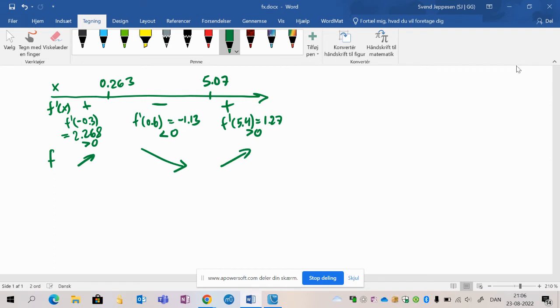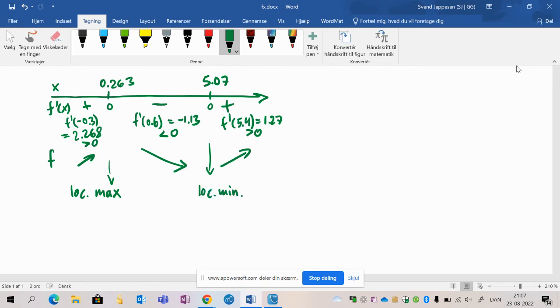And f dashed, of course, is instantaneously 0 in these two values here. So therefore, we have stationary points here. And what is the nature of these? Well, using the first derivative test tells us that because of the curvature here, we have a local maximum here, and we have a local minimum here.